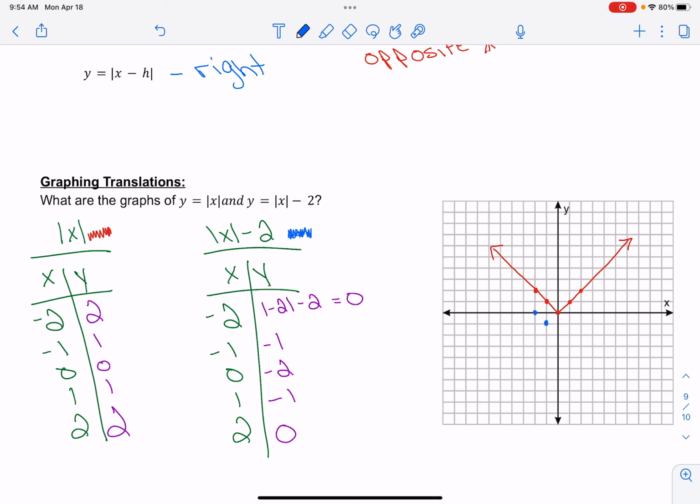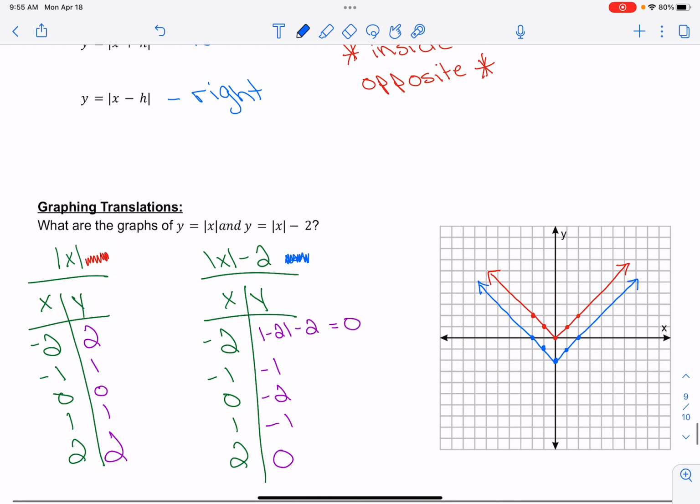So we have (-2, 0), (-1, -1), (0, -2), (1, -1), and (2, 0). All right, so this shows you the two graphs. Remember that this red graph is considered our parent function. That is what we are always comparing everything to, just the absolute value of x. Now, I know this problem doesn't ask us this, but if we were to compare our blue graph to our red graph, we would see that we shifted down 2, right? Everything went down 2 points.